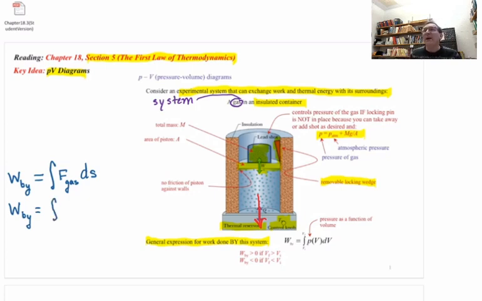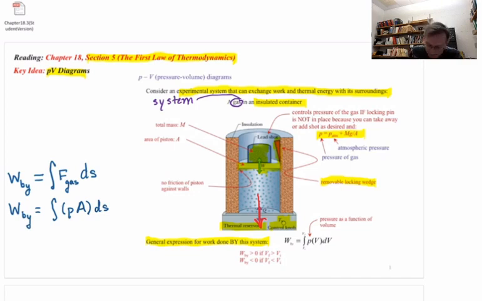And pressure is force divided by area. In this case, the pressure of the gas is the force from the gas on the piston. Rearrange that: the force from the gas is the pressure of the gas times the area A of the piston. This area of its face times the displacement ds.